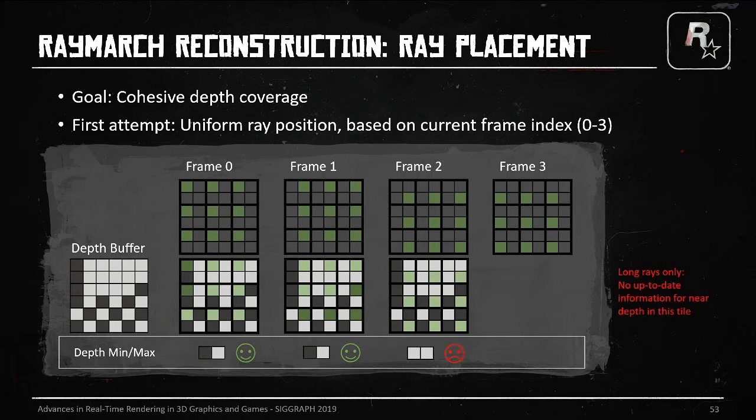But the third frame now is only casting long rays. So all the short rays we'd have to reproject from the previous frame can't be validated since the bounding box is not valid anymore, is not trustworthy. In the last frame this works again, but we've now introduced a flicker from the second frame.